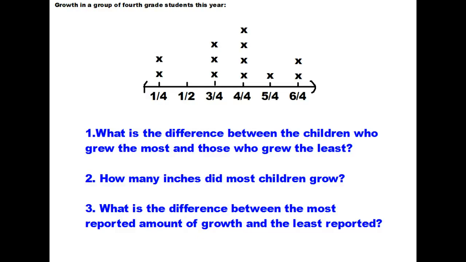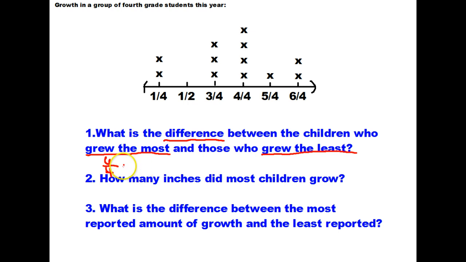Number 1 says, what is the difference between the children who grew the most and the children who grew the least? All right, this isn't a popularity question. This is a quantity question. So again, difference tells me I'm going to need to subtract. Grew the most, grew the least. Well, the biggest fraction is going to be the one that grew the most. Here is 6/4, which is of course improper. So the kid that grew the most grew 6/4 inches, which is kind of a lot.